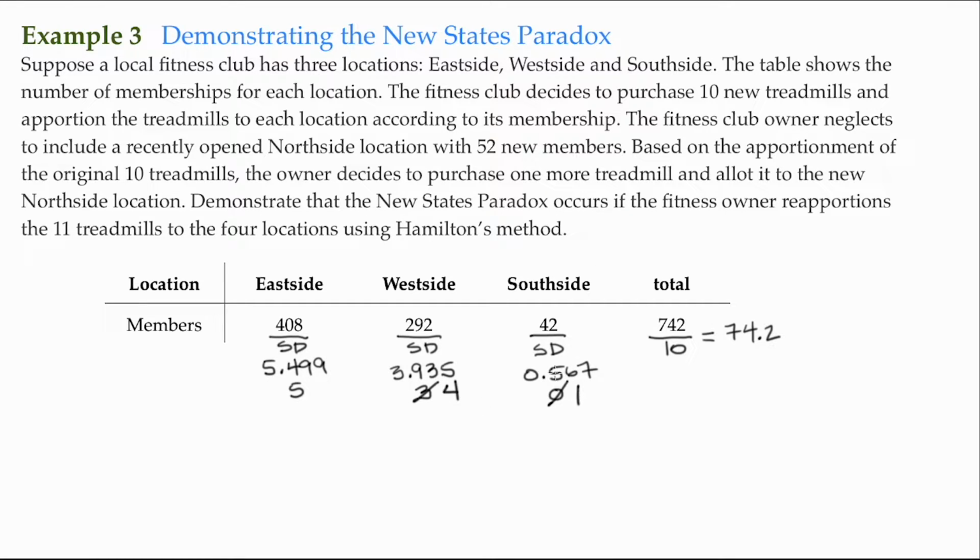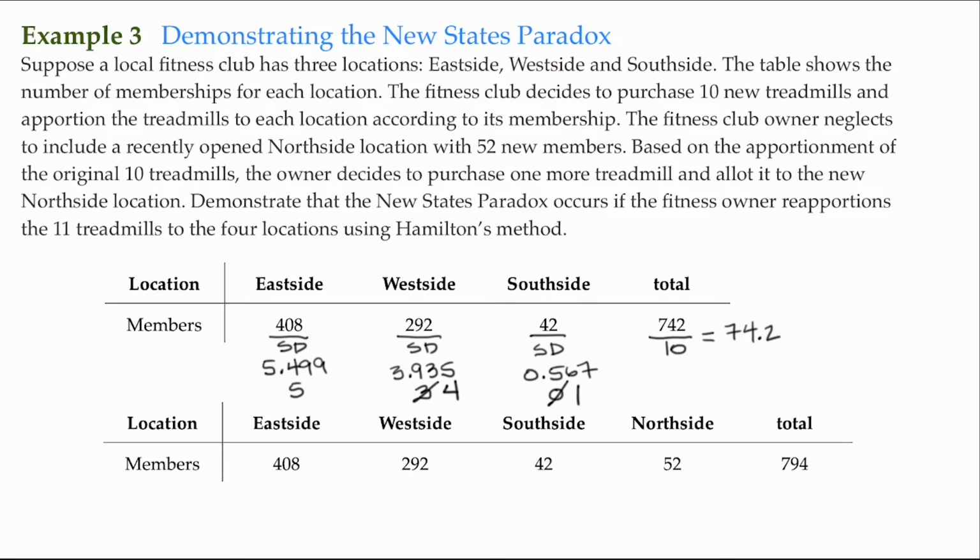So originally, not realizing that he neglected to include that other location, this is how the allotment would look. But then he realizes that he opened a north side location with 52 new members. So based on the apportionment of the original 10 treadmills, the owner decides to purchase 1 more treadmill and allot it to the new north side location. So this is what the table should look like. 408 still, 292, but now he's got the new north side location here with 52.